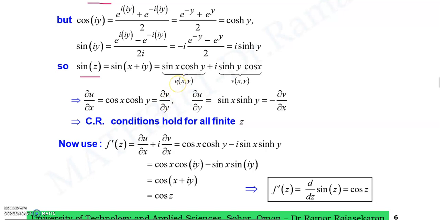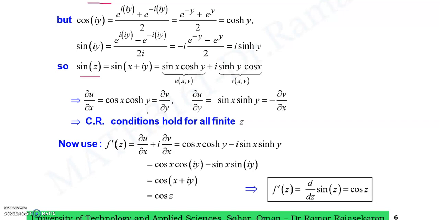Now find the dou u by dou x. See, dou u by dou x is cos x cos hy, and dou v by dou y is also the same. And second one, dou u by dou y is equal to sin x sin hy, which is equal to minus dou v by dou x. Actually here, you must be familiar with the differentiation rules. Then only you can find the derivatives here. It's very simple. Only two equations.